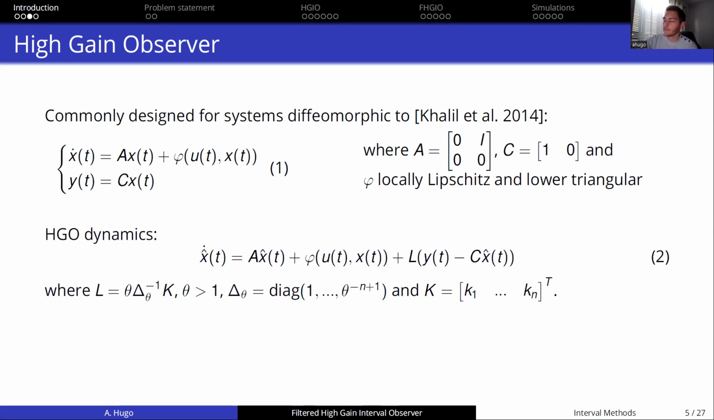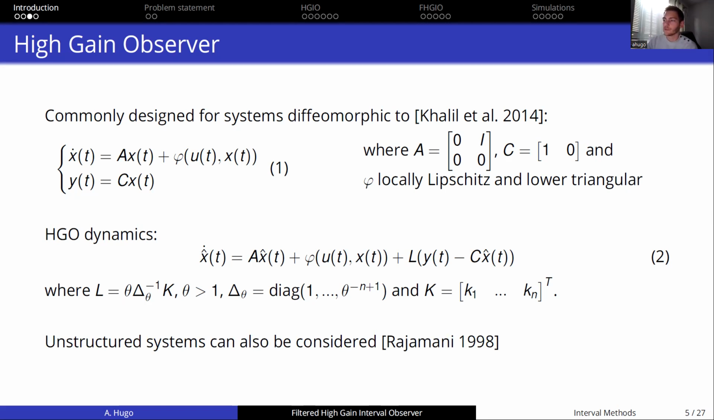And for those types of systems, we are able to design a high-gain observer represented by the dynamics 2, in which we have an observer gain L that is parameterized by a high-gain parameter theta and a gain K. K is only here to ensure the stability of A minus KC. And then by augmenting theta, we are able to make the dynamics much faster.